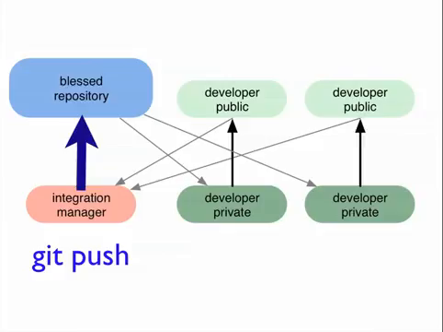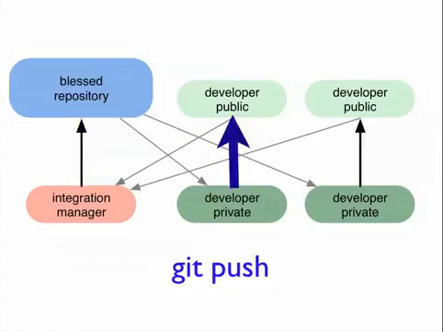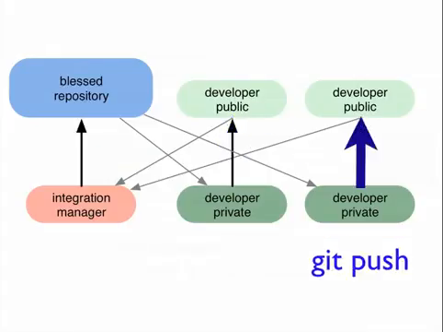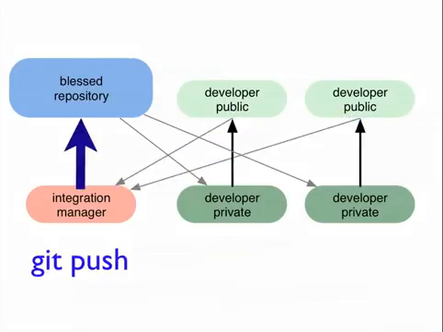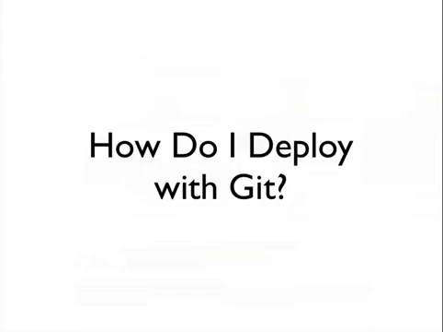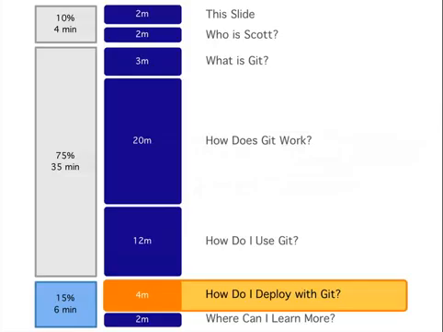So the basic way that workflow goes is that I'll push into my repository, people will clone from that, maybe make a change and push into theirs, maybe share with each other and push into theirs, and then I will add them as remotes, fetch those objects, rebase or merge them, and then push them back up into mine, and that cycle will continue. So, how do I deploy with Git?